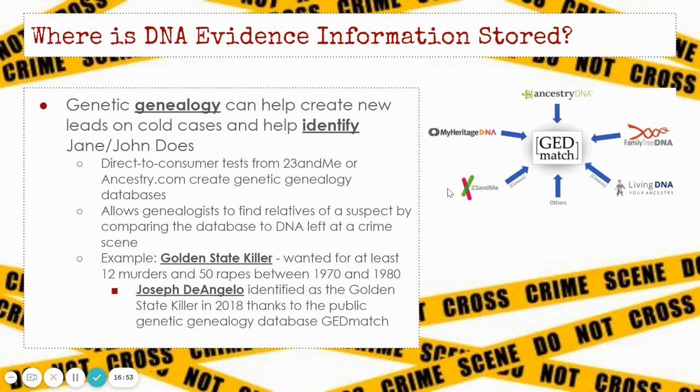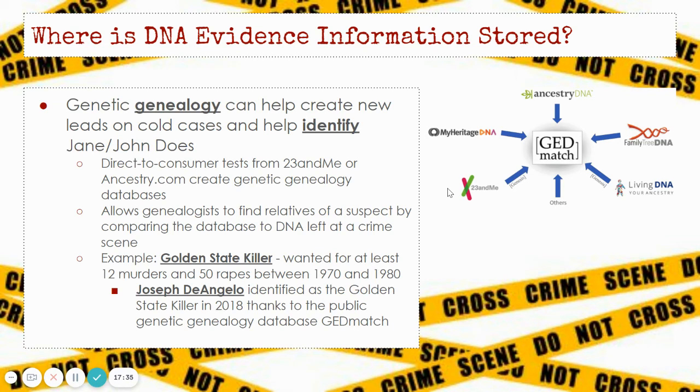A very famous example of this is the Golden State Killer. He was wanted for at least 12 murders and 50 rapes that happened in a 10-year span between 1970 and 1980. They discovered that his name is Joseph DeAngelo. He was identified as the Golden State Killer in 2018 thanks to the public genetic genealogy database called GEDmatch. So anytime that you submit your DNA to a private company for analysis, you have the option of also submitting that information to a public database called GEDmatch. GEDmatch is available for investigators to use. By submitting it, you give your consent that they're allowed to look at it.